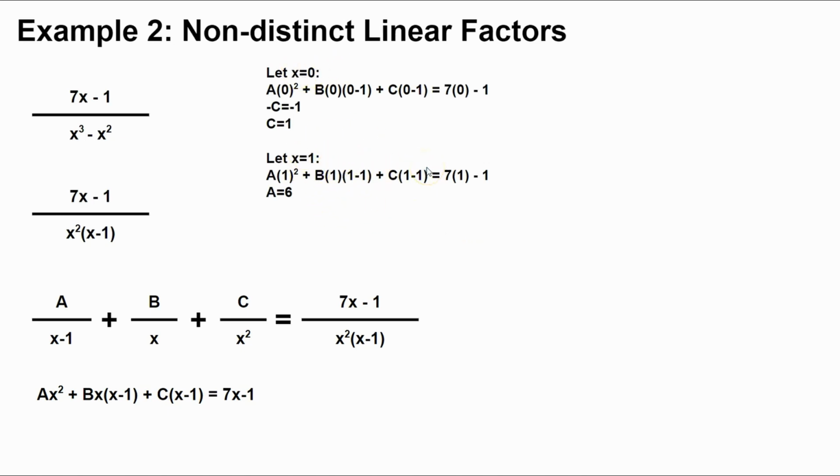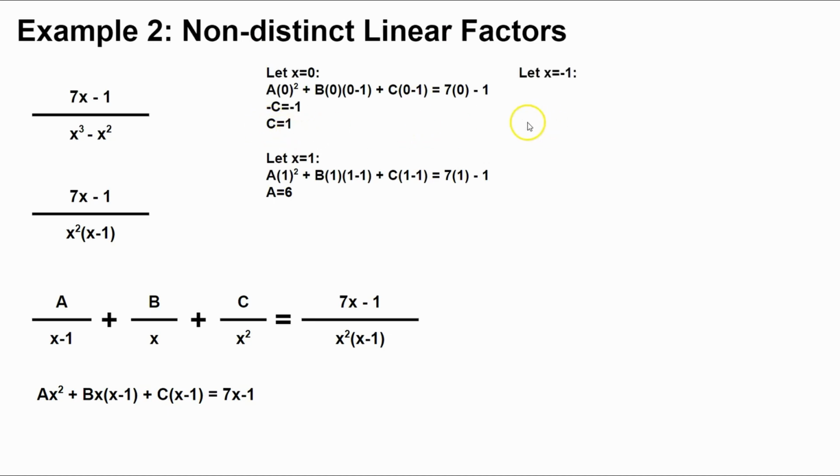So now we've got to find the B term, but how are we going to do that? B is attached to both an x and an x minus 1. So what we're going to have to do, like the last example, is substitute in a random value of x while also substituting in one or more of these A and C values.